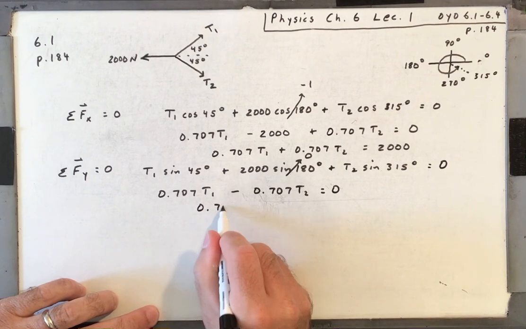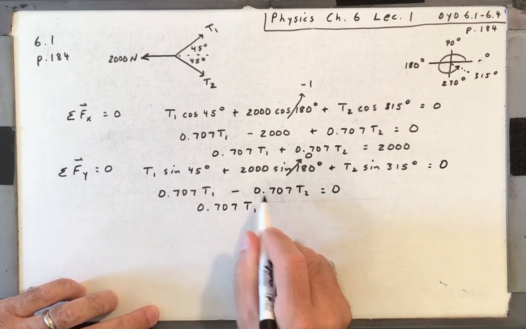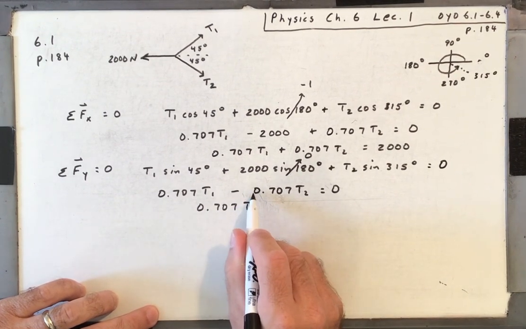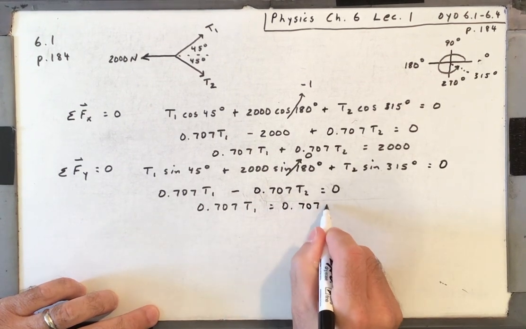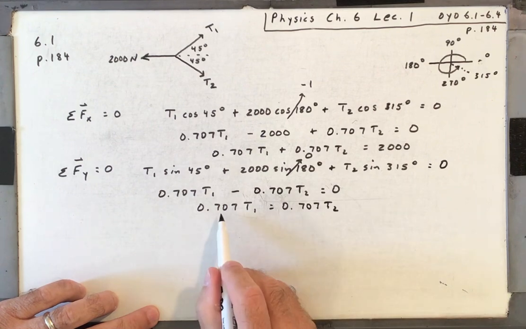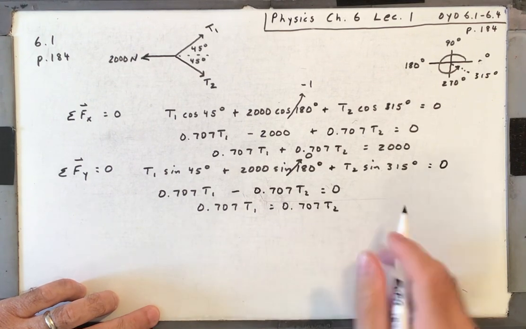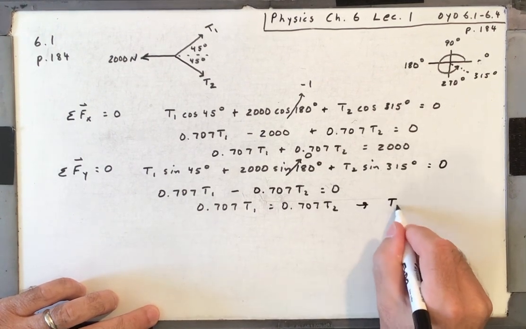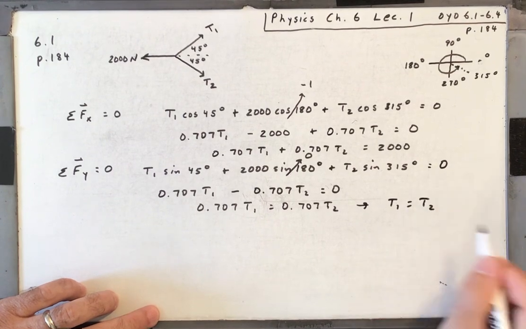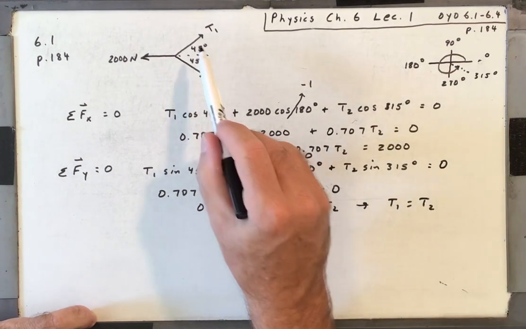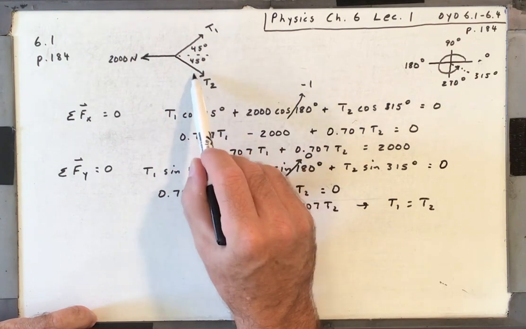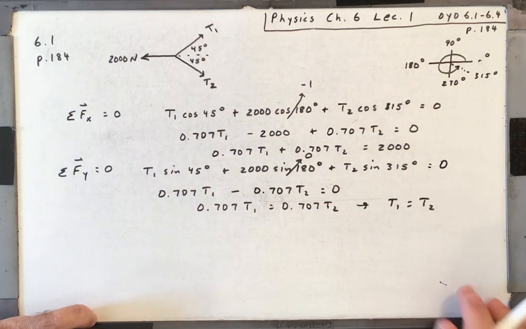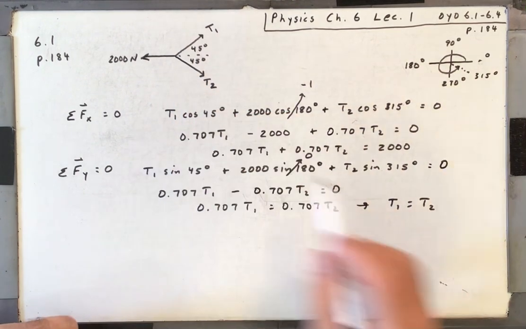So 0.707 T1, if we move that T2 over to the right, is equal to 0.707 T2. So if we divide both sides by 0.707, we would just have T1 is equal to T2. I kind of hope that makes sense to you, since they are basically pulling at the same angle from the x-axis, that the two would be equal. Now, if they weren't at the same angle, they wouldn't be equal.